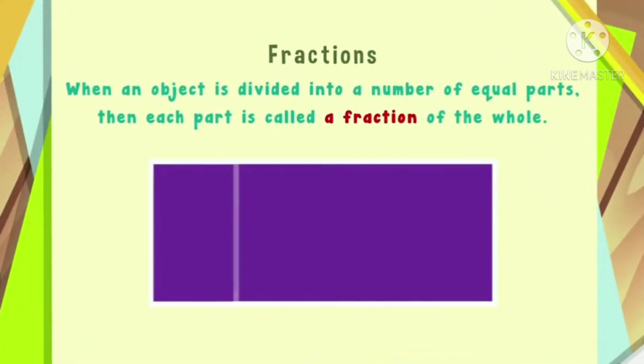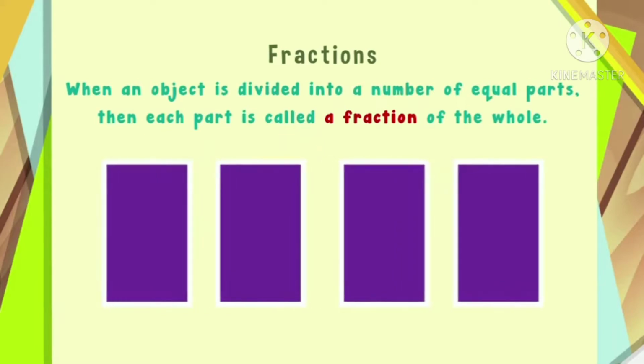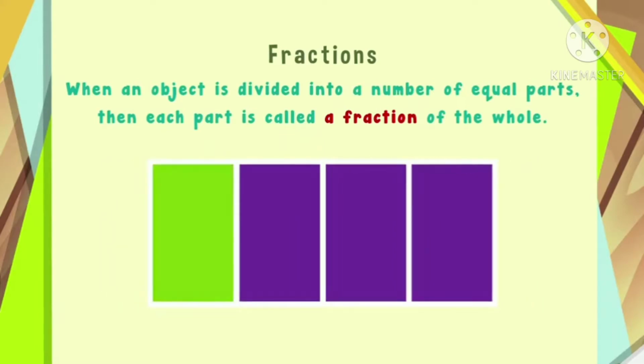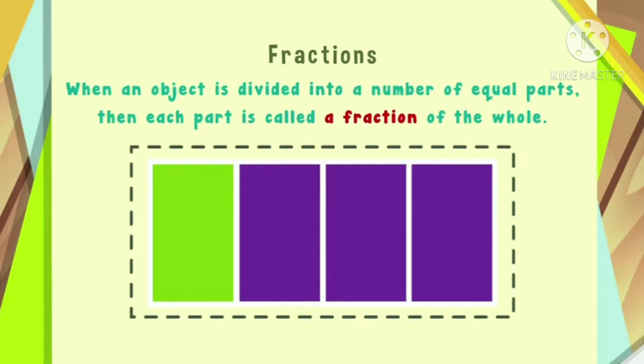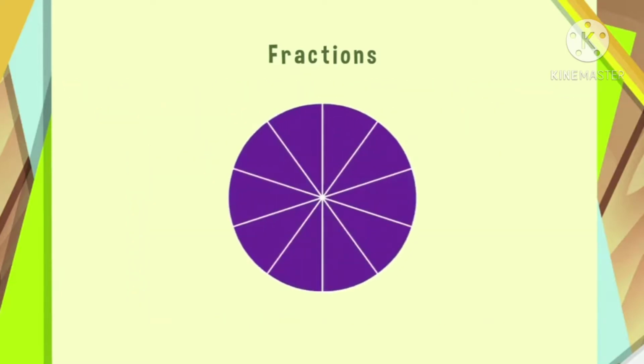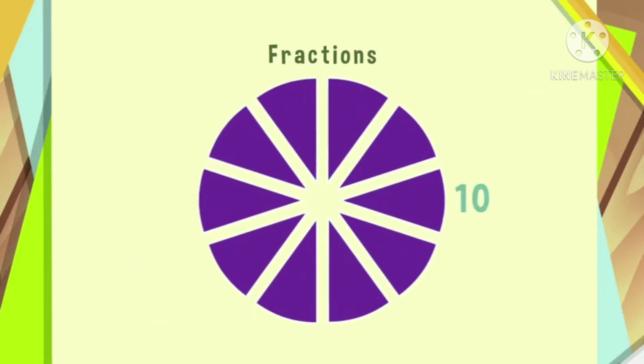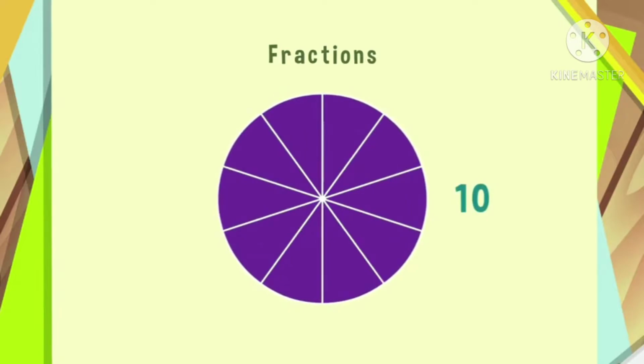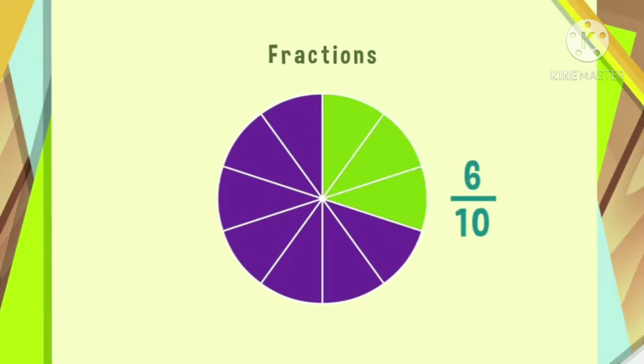When an object is divided into a number of equal parts, then each part is called a fraction of the whole. So in your case, the circle has 10 equal parts. And how many do you need? 6! There you go. 6 equal parts. Get it?